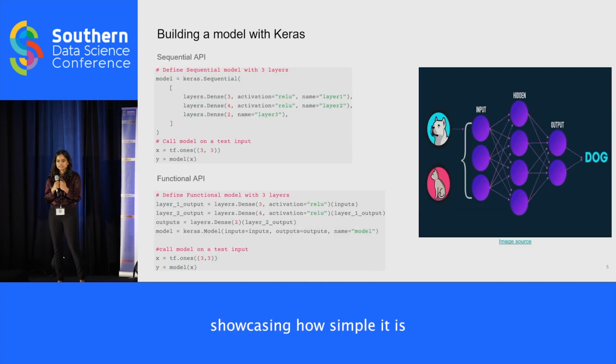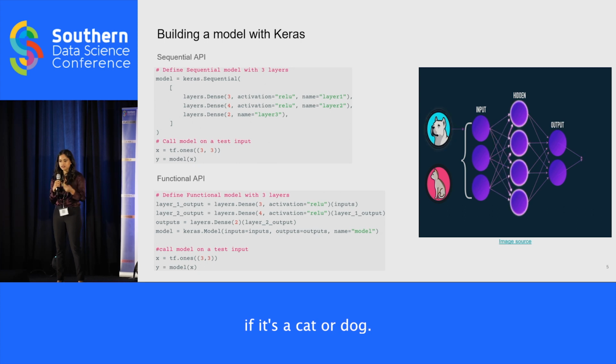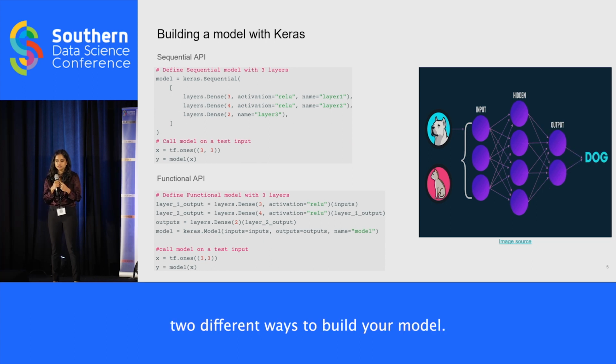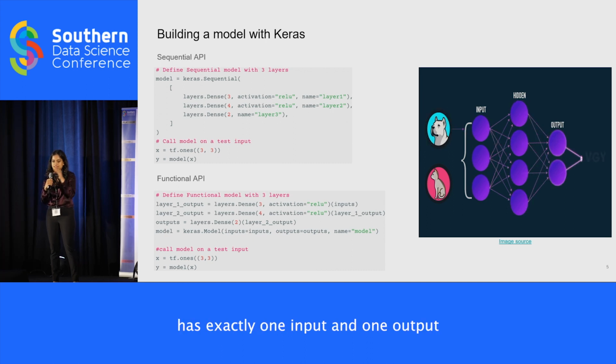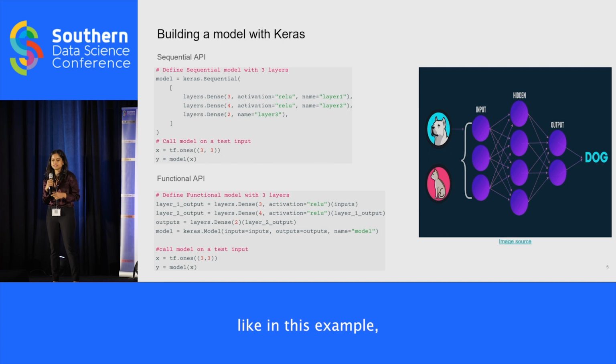So here's an example showcasing how simple it is to go from idea to solution in barely a few lines of code using Keras. Let's say you want to build a classifier model from scratch that takes in an image and classifies if it's a cat or a dog. Most basic example here. And Keras offers two different ways to build your model. One is using a sequential API, which is on the top. It is appropriate when you are just working with a plain stack of layers, where each layer has exactly one input and one output, and the output of the previous layer is fed to the next layer. So you can basically do that by, like in this example, you have three dense layers. So you could just define three dense layers and enclose it in Keras.sequential, and you're good to go.